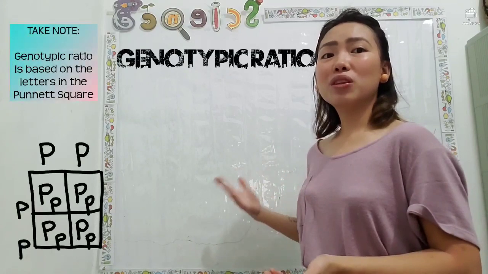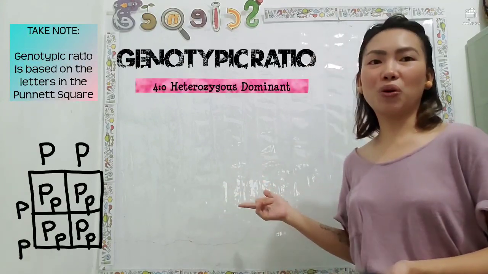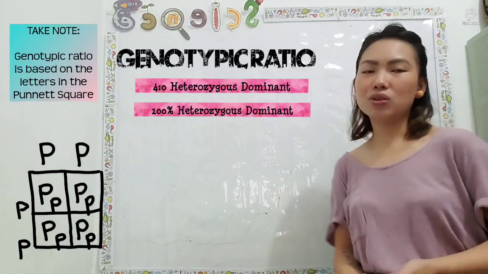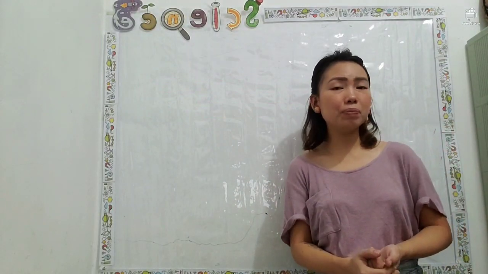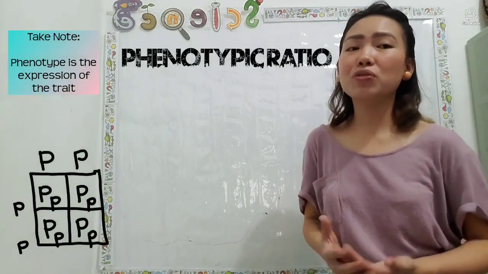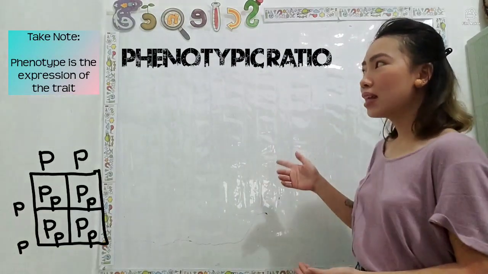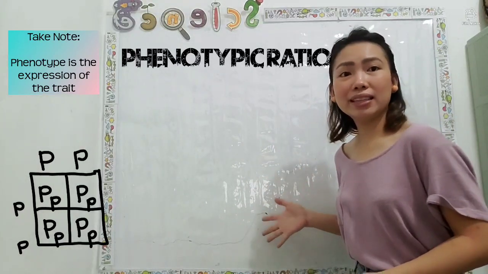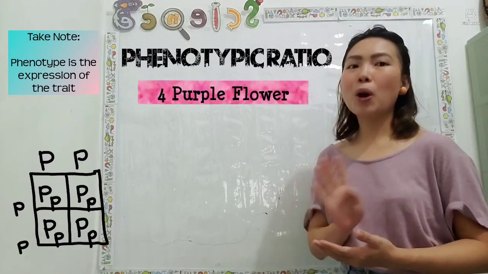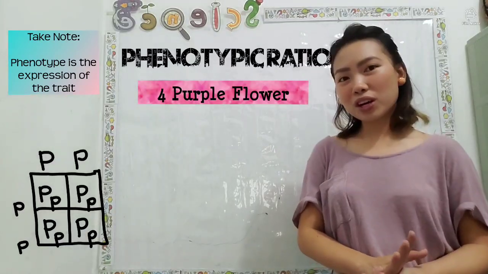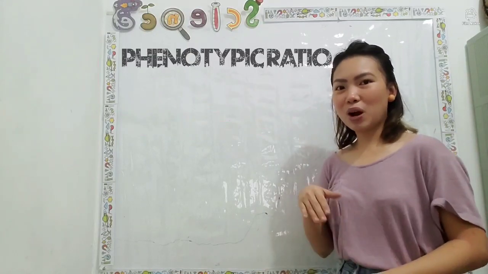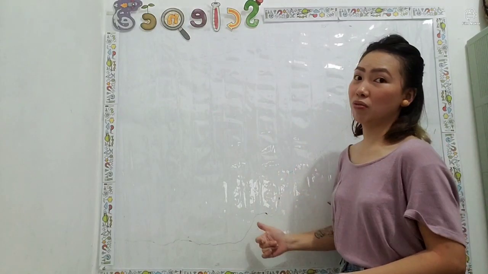Then, our genotypic ratio is 4 is to 0 heterozygous dominant or 100% heterozygous dominant. Then, on the other hand, the phenotypic ratio, which is the expression of the trait, is, since sabi natin ang dominant is kulay purple, then our phenotype would be 4 purple flower or 100% purple flower. So that would be our genotypic ratio and the phenotypic ratio.